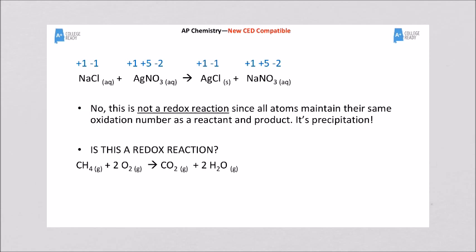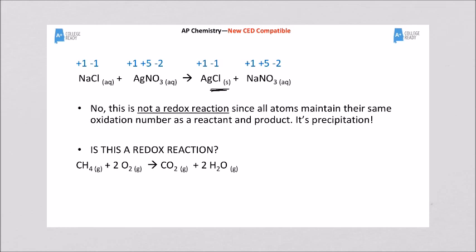So is this a redox reaction? Notice that was actually precipitation. So notice precipitation was its own type we've already discussed. So precipitation typically can't be redox. But notice here's combustion. Is combustion going to be redox? Most likely. And I'll tell you what's a hint on some of these as well.